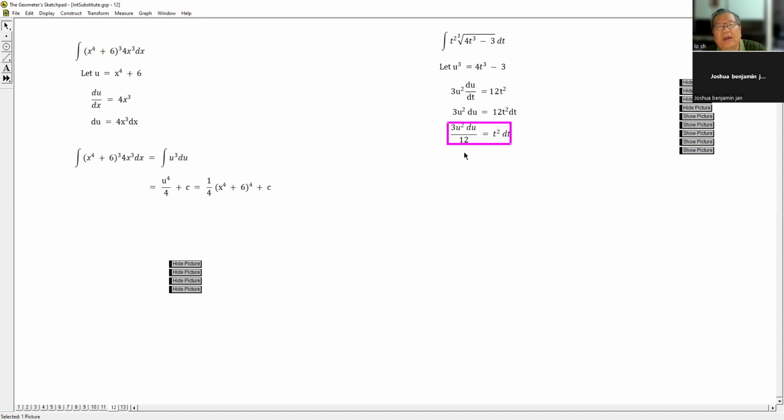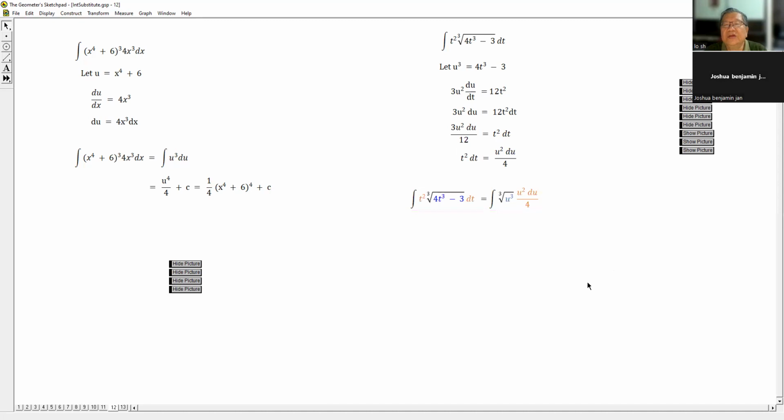The 3 and 12 can cancel. You get a 4 here. So actually, what is required by the question is t squared dt, and this t squared dt is u squared du over 4. So this t squared and dt will become the whole thing like this.